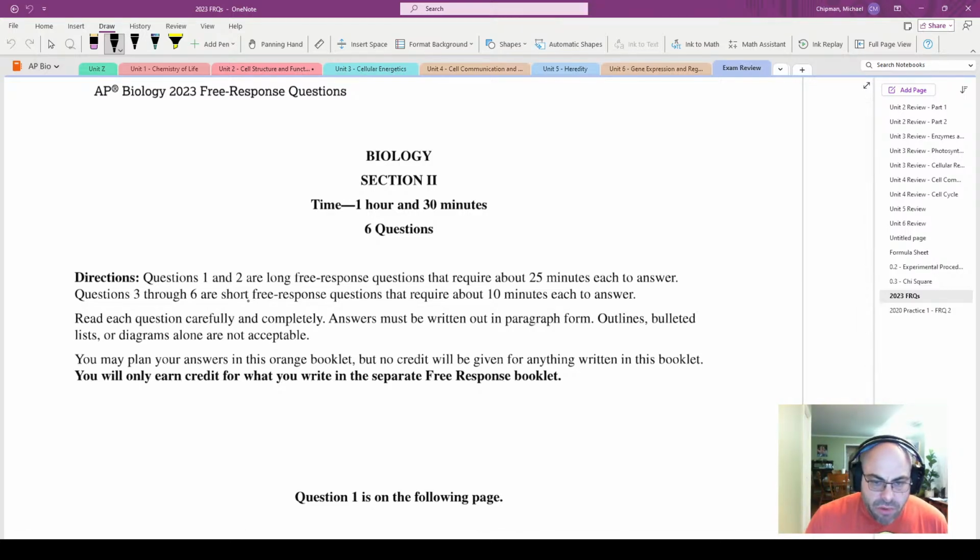Questions 1 and 2 are long free responses, requiring 25 minutes each to answer. Again, that's just a suggestion, right? It's not saying that you ought to spend 25 minutes on them. It's saying that you could. I think that you can do them quicker. In fact, we did question 1 in class the other day, and most students were done inside 20 minutes. So I think you can answer that one in 20 minutes.